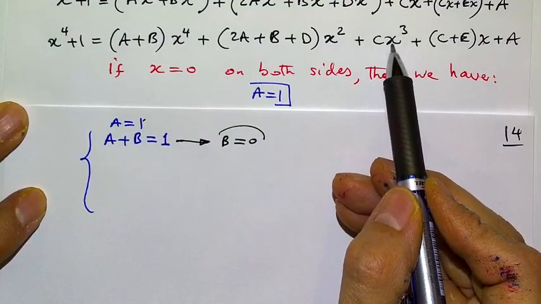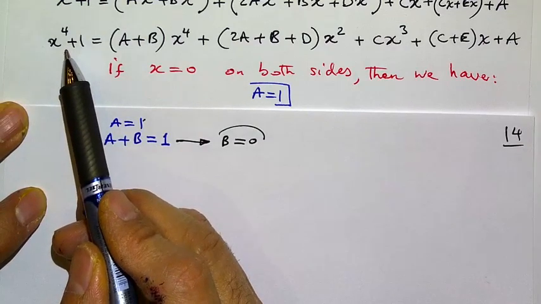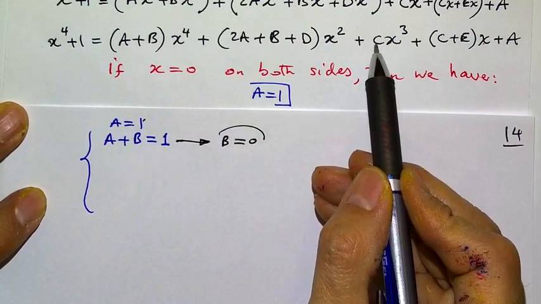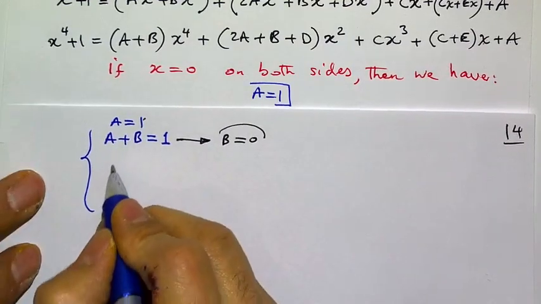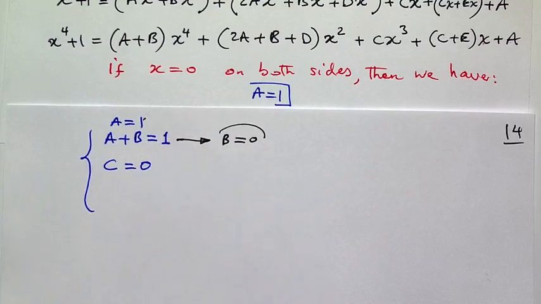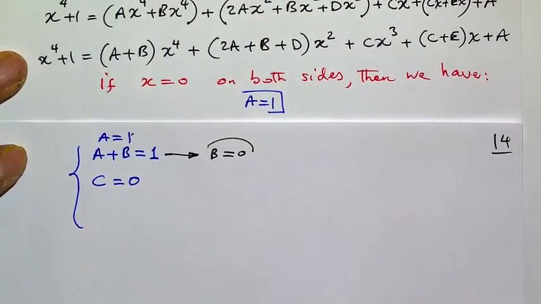Cx cubed. But do we have on the left any x cubed term? We don't. So this coefficient must be 0. So C must be equal to 0. Wonderful. We have that one figured out as well.